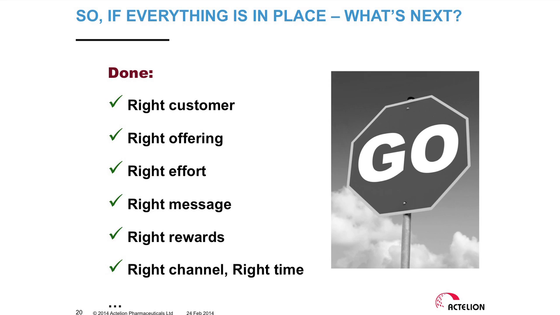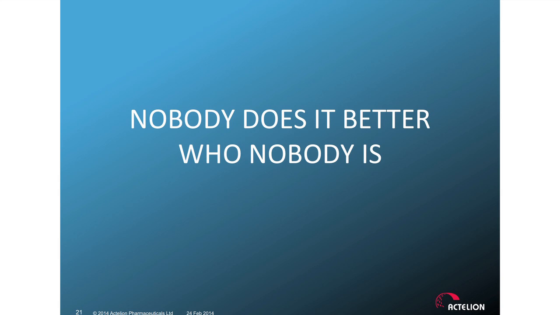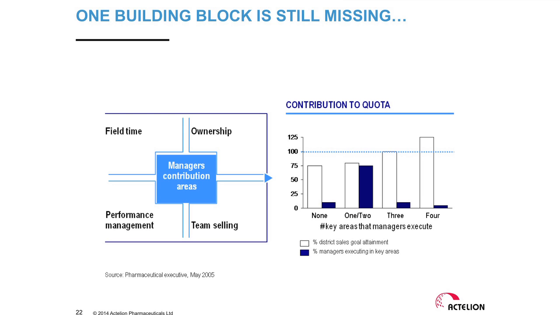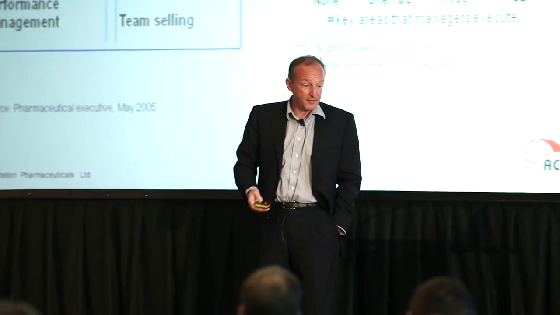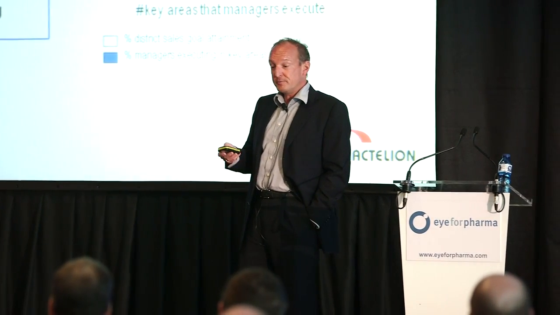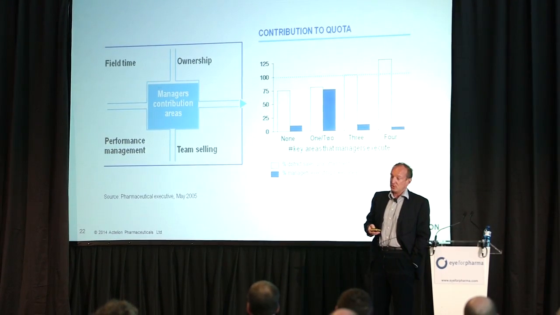So, everything is in place. You have the right customer, the right offering, the right effort, the right message, the right rewards, the right channel, the right time, whatever you did right. One single piece is missing, and that's nobody. And who is this guy? That's back to 2006, an article, I think, in Pharmaceutical Executive, and let me guide you through this slide. Here are four disciplines, which are field time, ownership, team selling, and performance, which are crucial drivers for the contribution of a sales organization. If your first-line manager is doing only one of them, or two, three, or four, you see the impact on the quota achievement level.